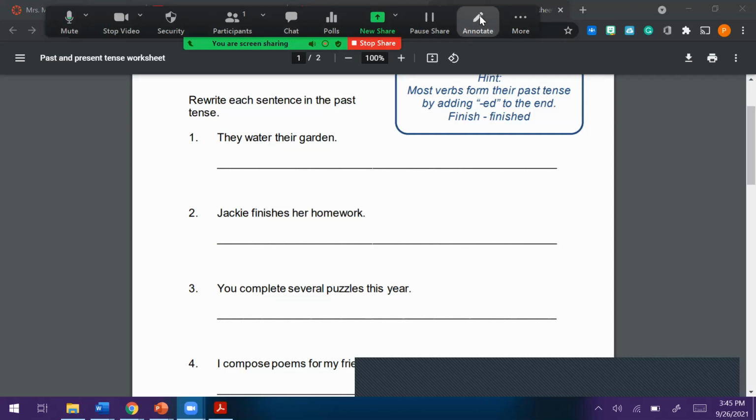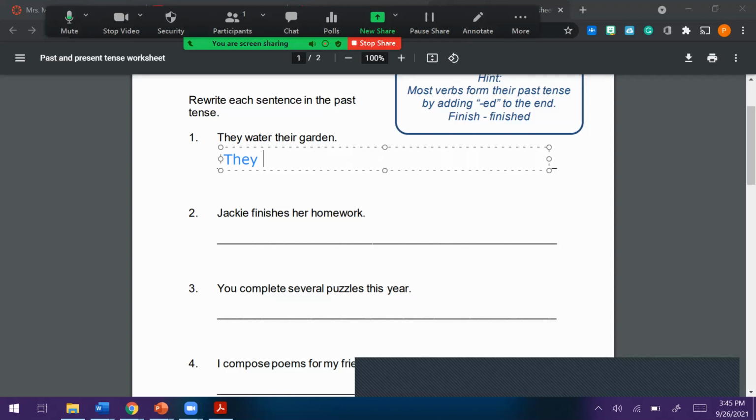On the first question, they say they water their garden. So let's think about this as we type it out. We know that the verb, what are they doing in this sentence? They are watering their garden, right? So to make this past tense, let's make sure we understand. How would we turn water into a past tense verb?